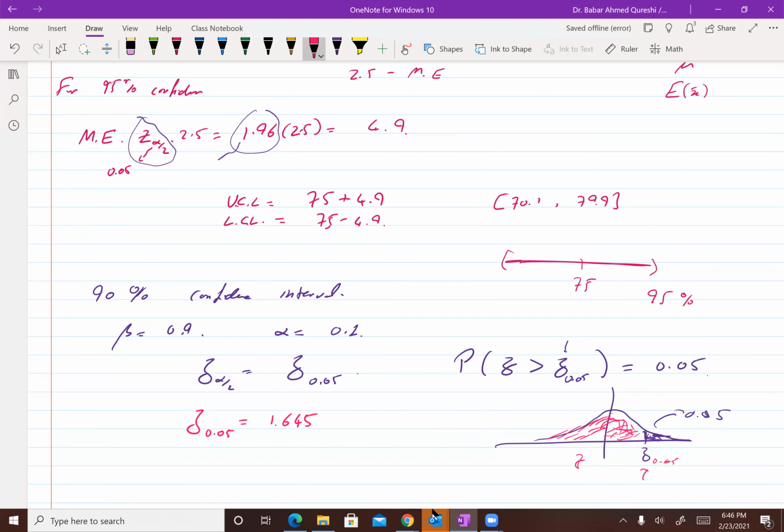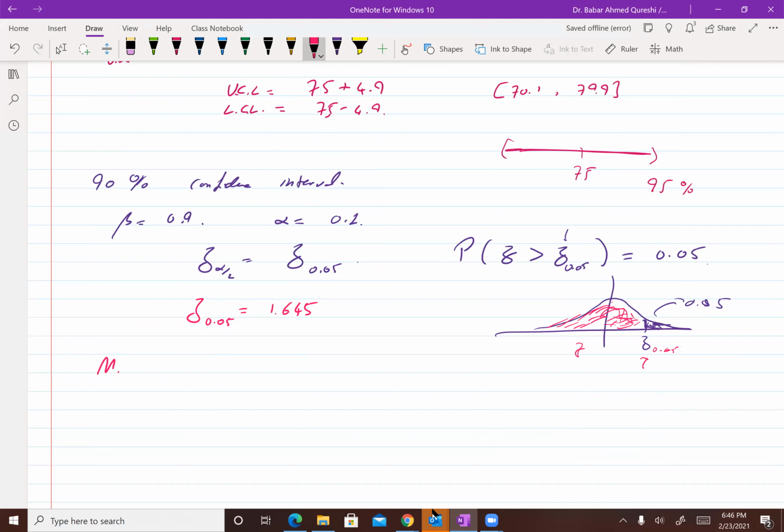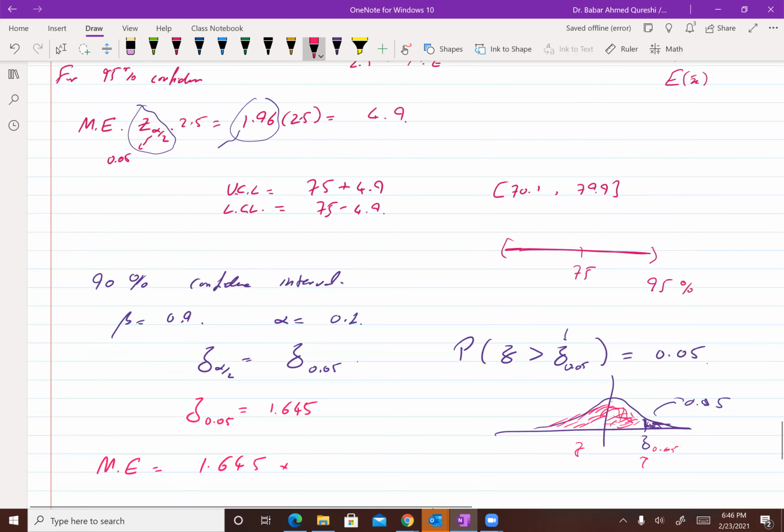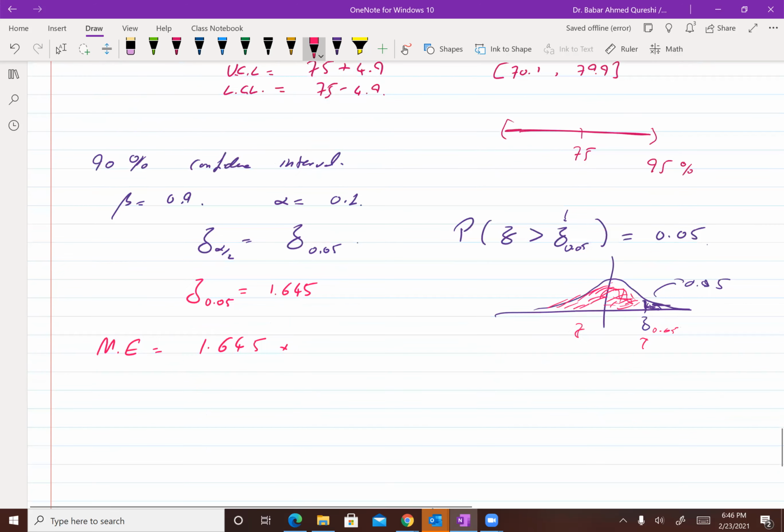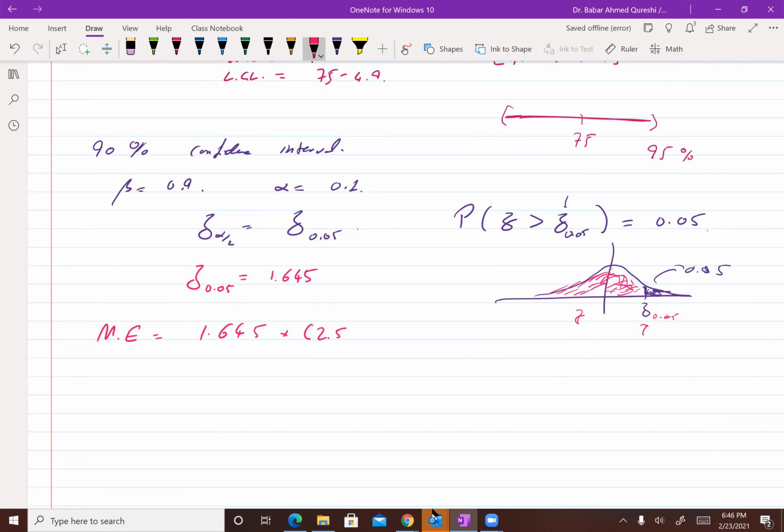So this time when I compute the margin of error, this will go over there times 2.5. Whatever number you get here will be the margin of error, and your confidence interval would be the estimate plus or minus the margin of error.